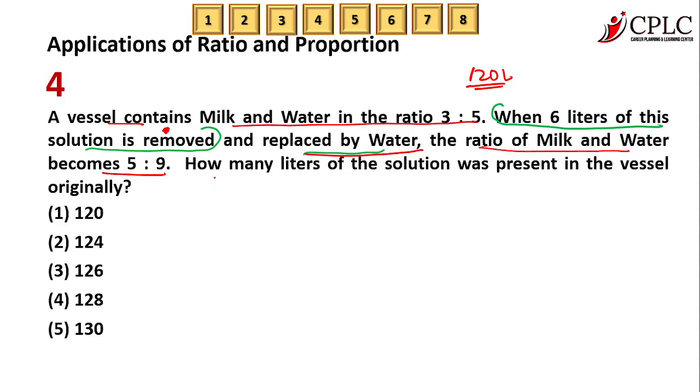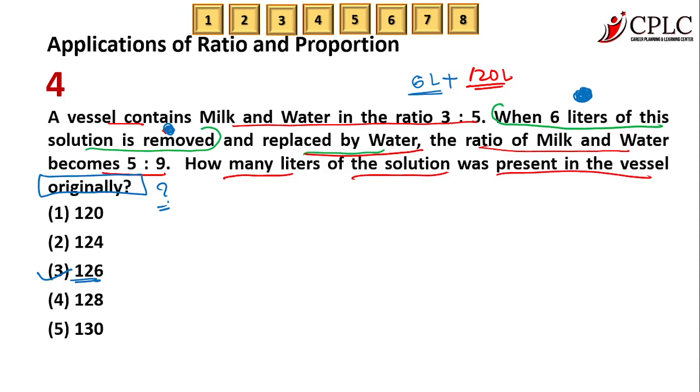But here, let's look at the question again. They are saying how many liters of the solution were present in the vessel originally. This part is very critical. Originally, whatever was present, we have removed 6 liters of that. Because they are now asking for the original value, to get the correct answer, whatever we removed initially, we simply have to add back at the end. So the correct answer for this question is 126, which is answer option 3, because we are going to add that 6 liters that we have removed.